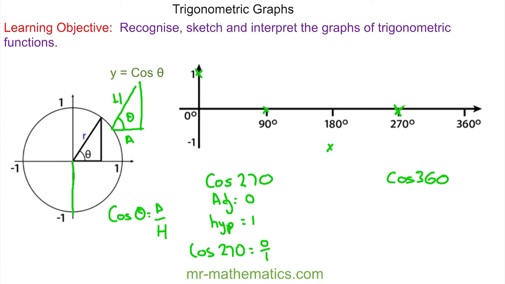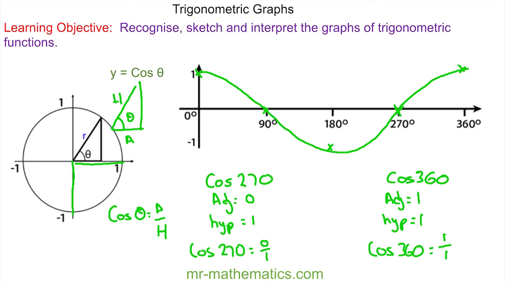And for 360, we rotate fully around the circle. So we are here. You can see the adjacent is 1. The hypotenuse is also 1. So the cosine of 360 is the adjacent over the hypotenuse, which is 1. So we plot this point here. And again, when we join these points together, we create a smooth curve, which is formed by the circumference of the circle.